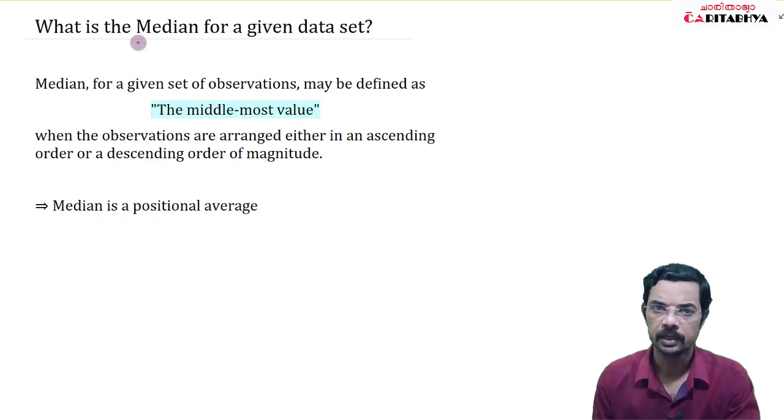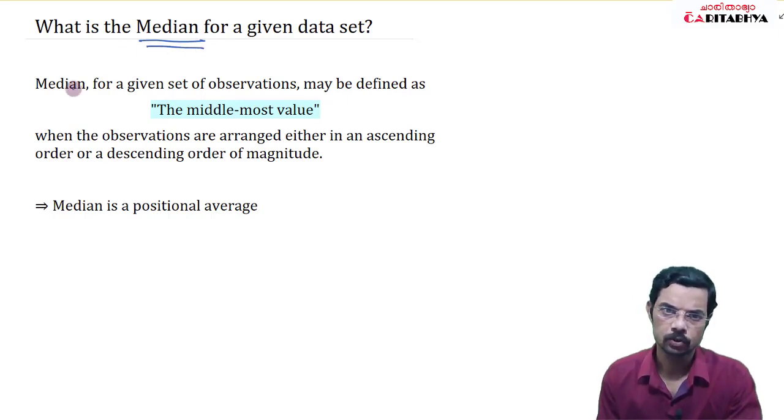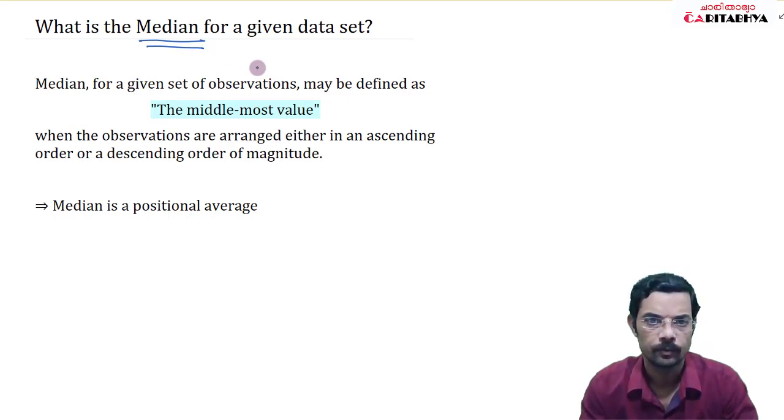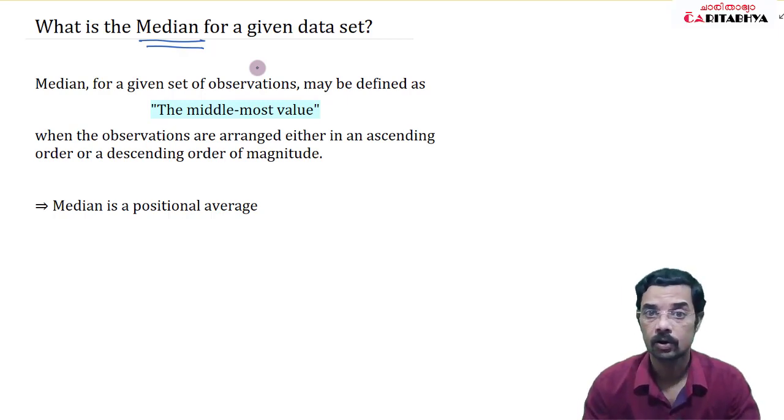What is median for a given data set? This is our topic for today's class. Median for a given set of observations may be defined as the middlemost value when the observations are arranged either in an ascending or descending order of the magnitude.